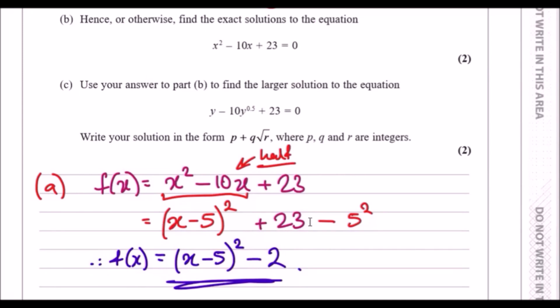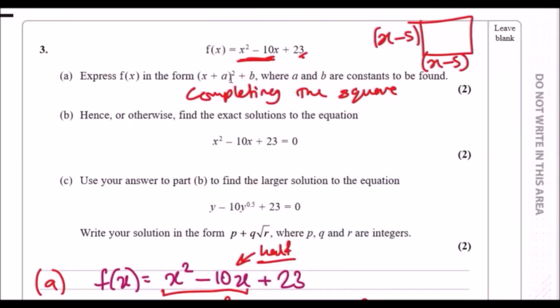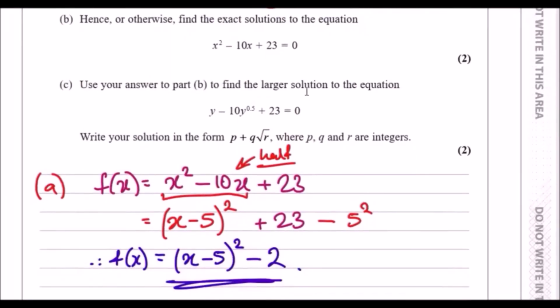And when you do this, it's always like this, you get the same expression: 23 minus 5 squared, minus 25, is minus 2. So that's it. In fact, this is pretty much a perfect square with 2 less, and that'll give us the original expression. That's really all you have to do. So that's our perfect square, and that means a is going to be minus 5 and b is going to be minus 2.